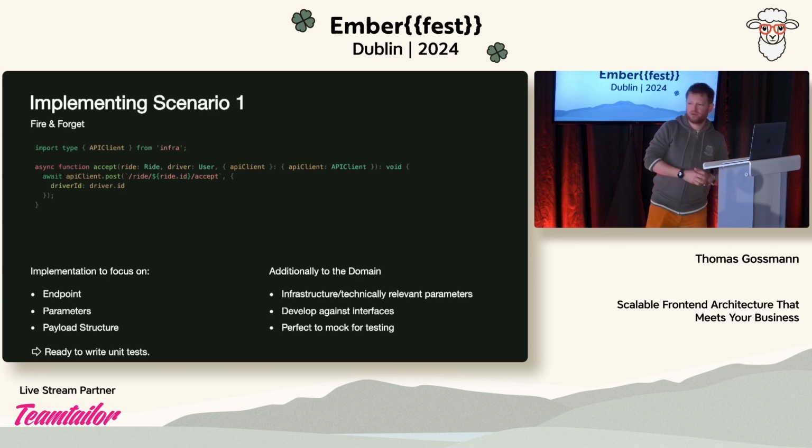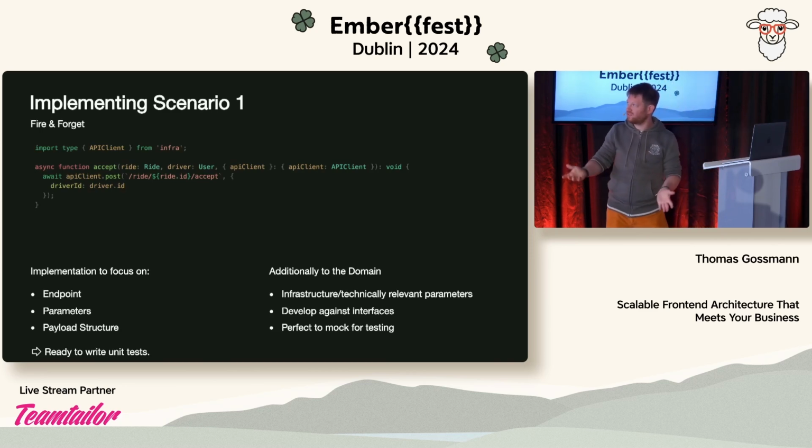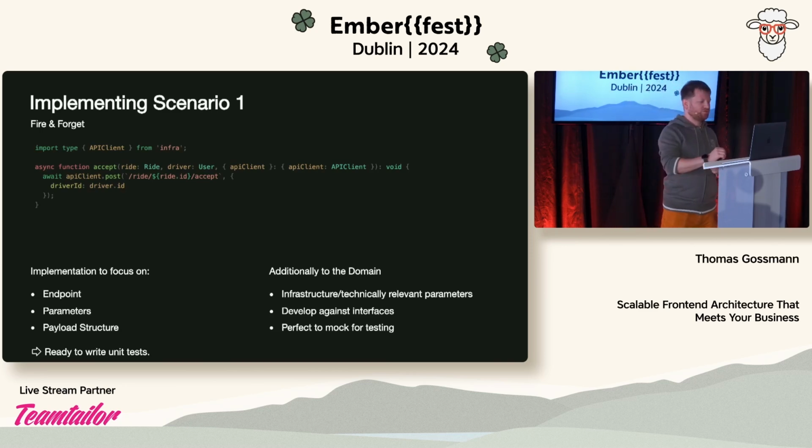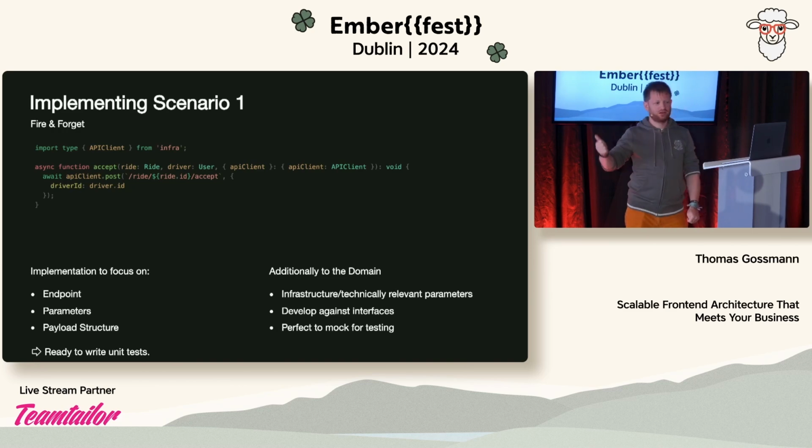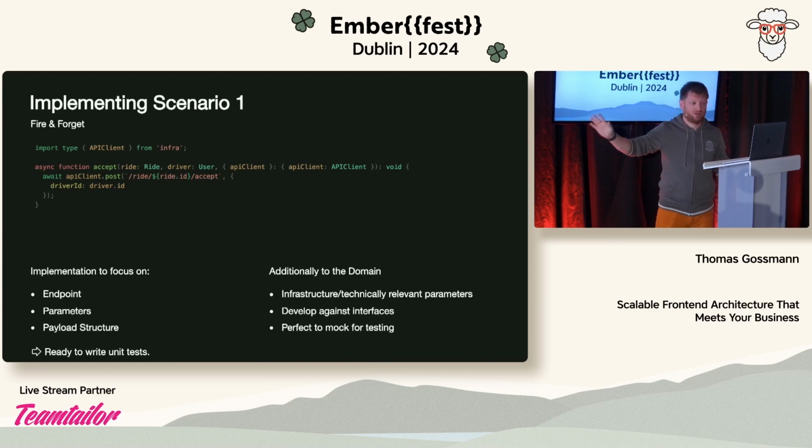So implementing the first scenario, the action, we want to accept the write. So it's fire and forget, and this is also our benchmark. Because what we have in the accept function is we are given the API client, we're given the user and the write, and then we fire a backend request. And that's the whole thing.